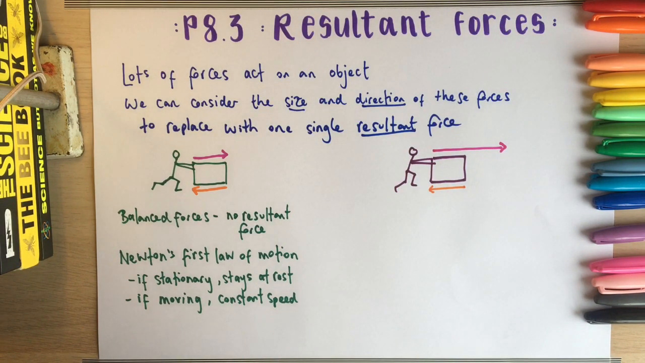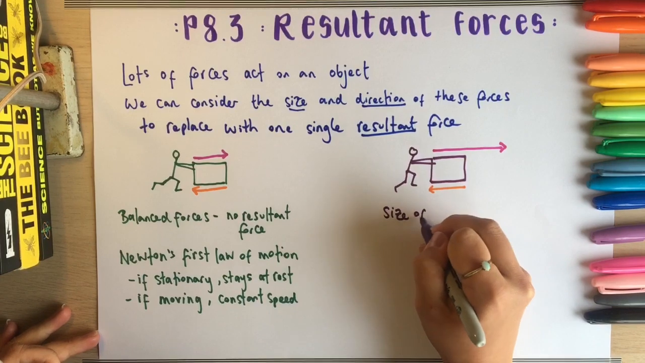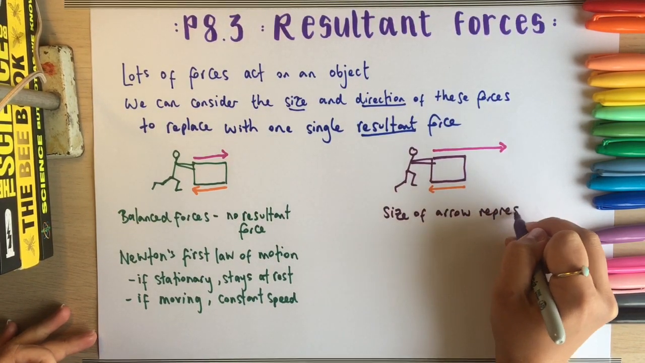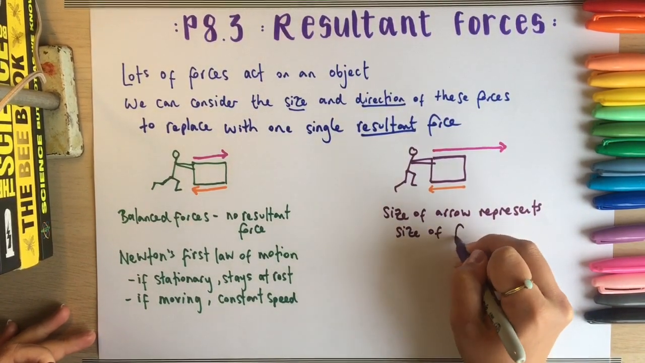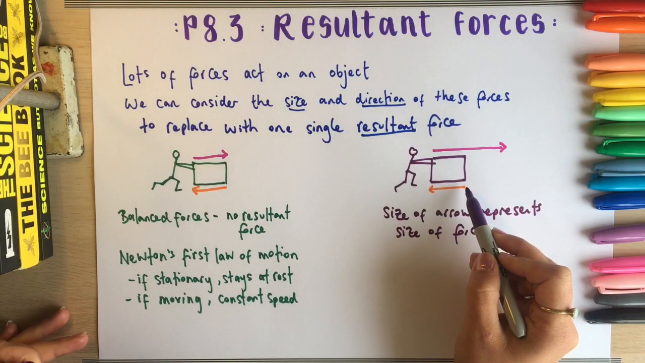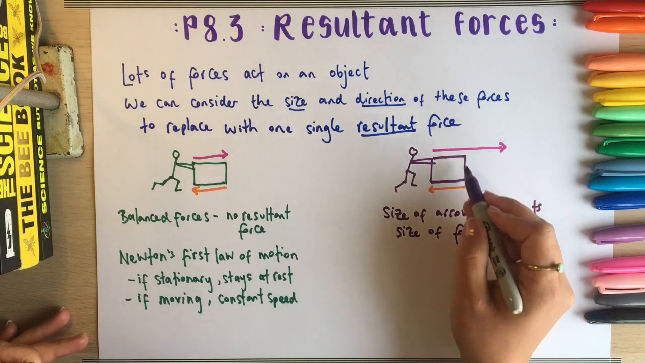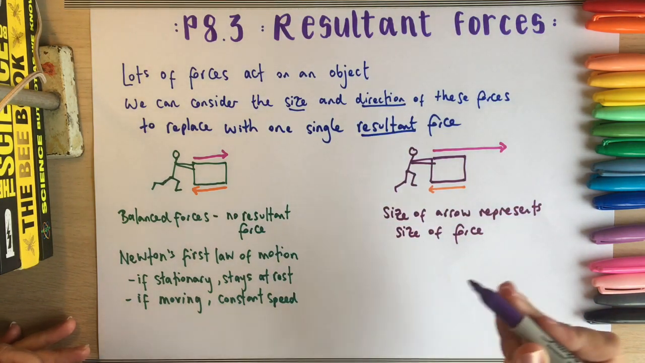So for this, because the size of the arrow represents the size of the force, we can see that they're in opposite directions, therefore it's going to be the difference between these two sizes that is the resultant force.